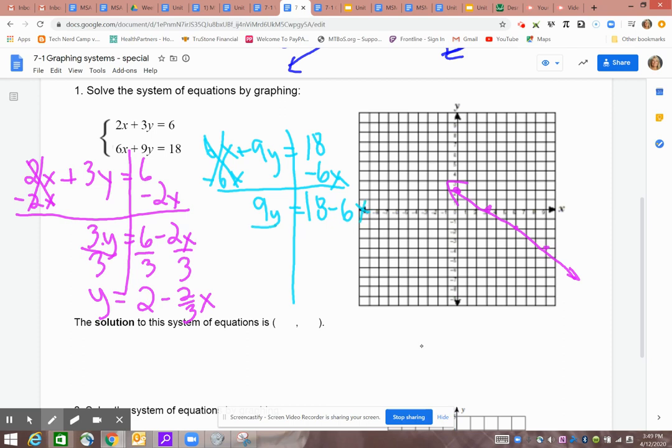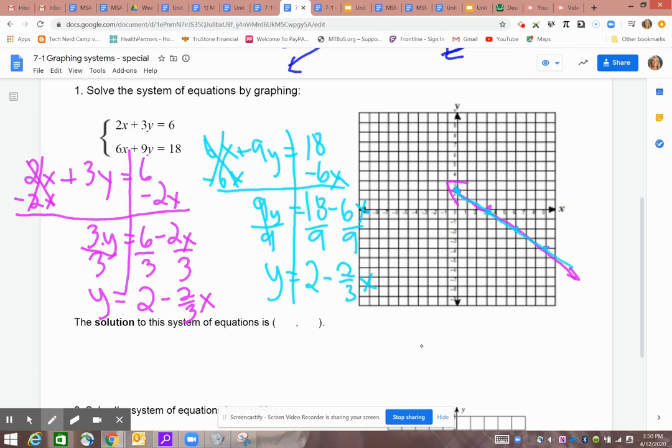Now, divide by 9 on every term. So when I simplify here, 9 divided by 9 is 1y. I've got y equals 18 divided by 9 is 2, minus 6/9 x. Well, 6/9 can be reduced: 2/3 x. Now, you might notice that the y-intercept is 2, and the slope is down 2, right 3, down 2, right 3, down 2, right 3.